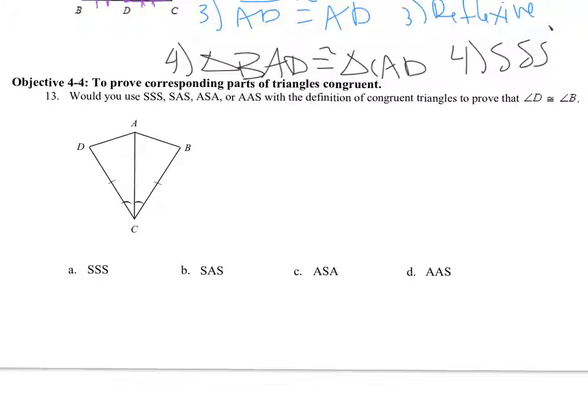Well, one thing, this would have to be proved by CPCTC. So it would have to prove the 2 triangles are congruent first. By looking at this picture, I see that this would be congruent to itself. So when I look at this, I would have a side, angle, side. So I could prove the 2 triangles are congruent, and then I could prove the 2 angles are congruent by CPCTC. So it'd be side, angle, side.